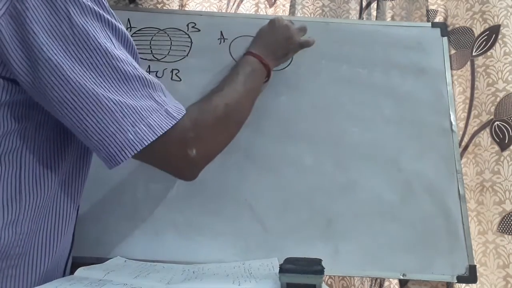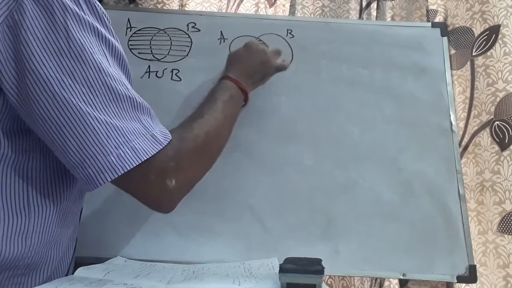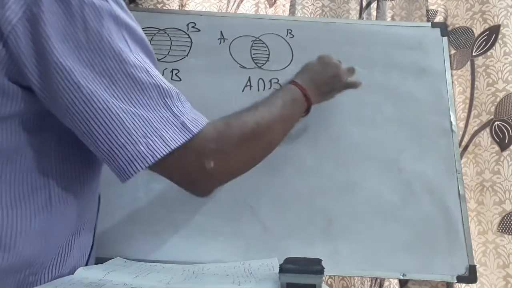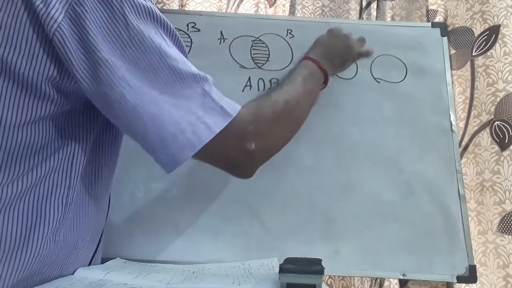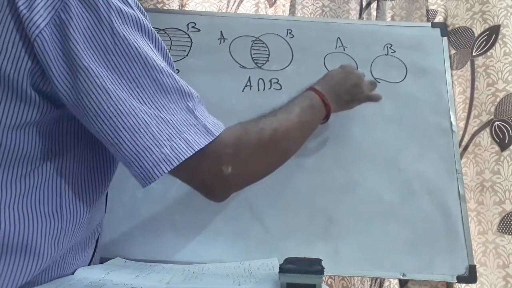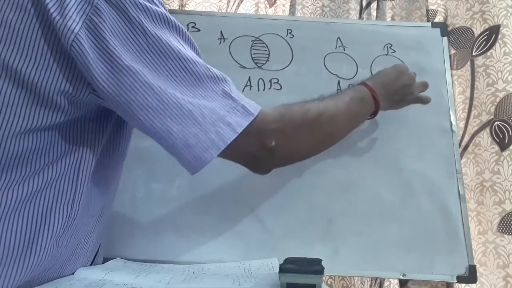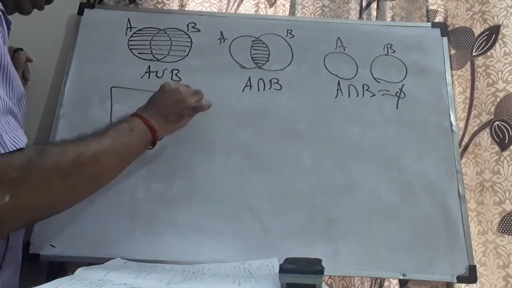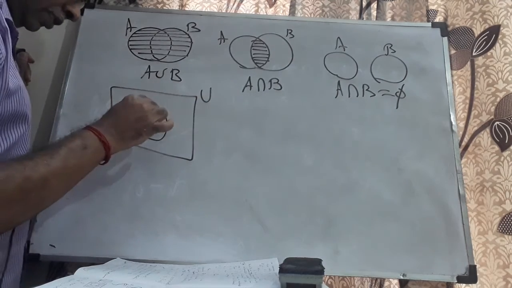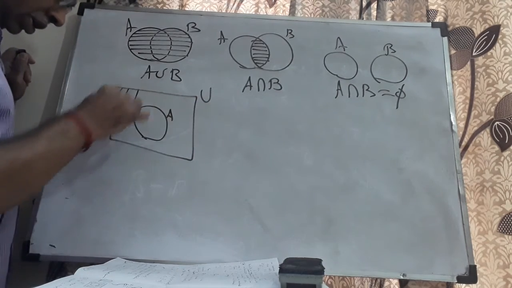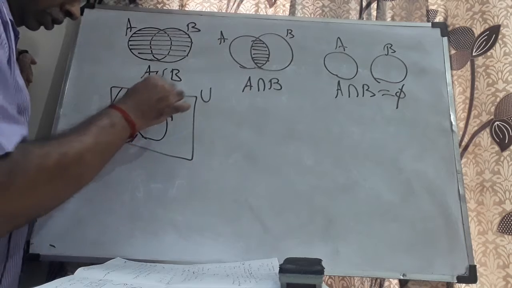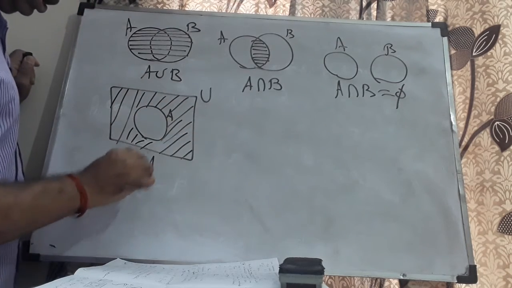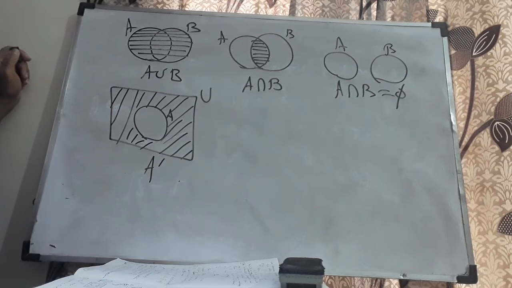Now this is A, this is B. Only the common elements are shaded. This is the representation for A intersection B. This is A and B. This is the representation to show that A intersection B is empty. Then this is my universal set, this is my A. Other than A, I should shade everything. This is the representation for A dash.